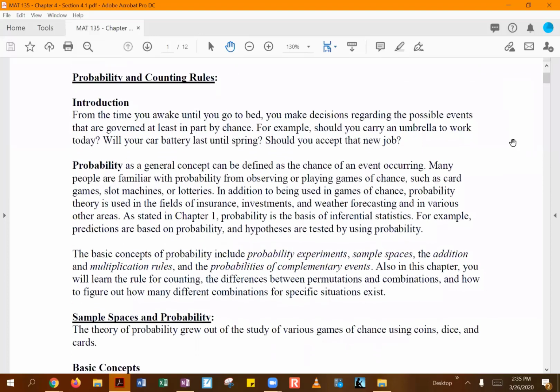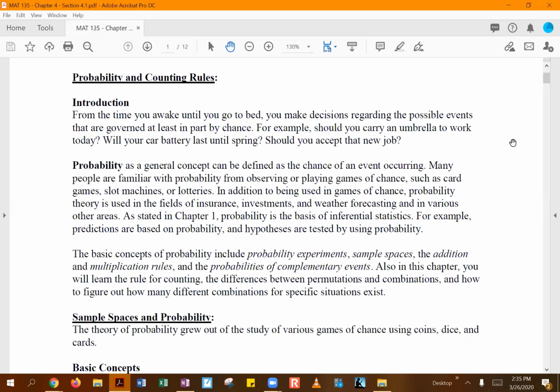When we're talking in terms of probability, as a general concept, it can be defined as the chance of an event occurring or the chance of an event happening. You should be familiar with the idea of probability from observing or playing games of chance, such as card games, slot machines, and the lottery. You can also think of probability being used in insurance, investments, weather forecasting, and different areas where, again, you would be talking about chance.